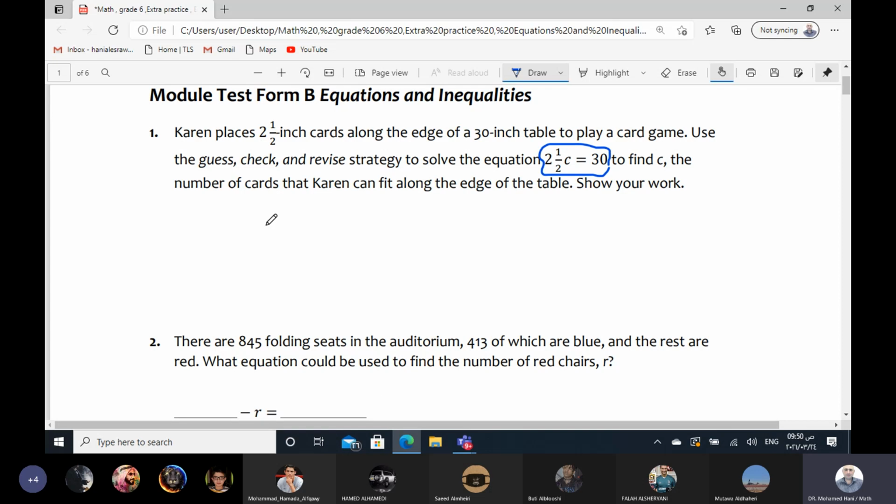Okay, listen to me, please. We have a mixed number here, 2 and 1 over 2c equals 30. The first step, change the mixed number to a fraction. 2 times 2 is 4. 4 plus 1 will be 5, over the same denominator, over 2, c equals 30.